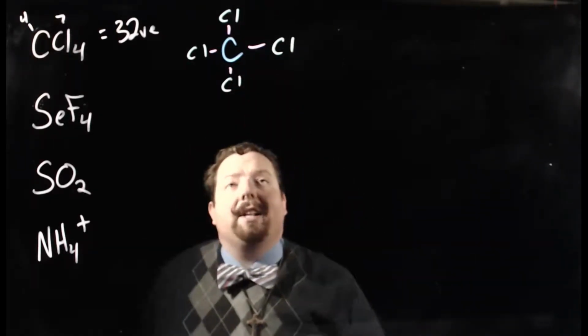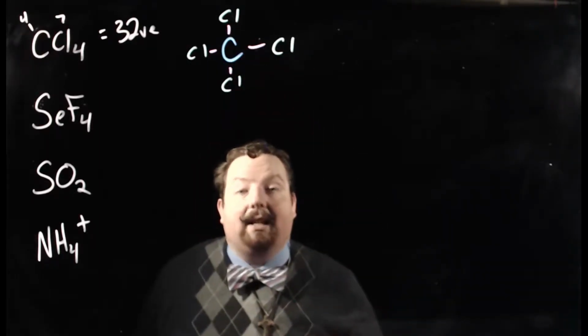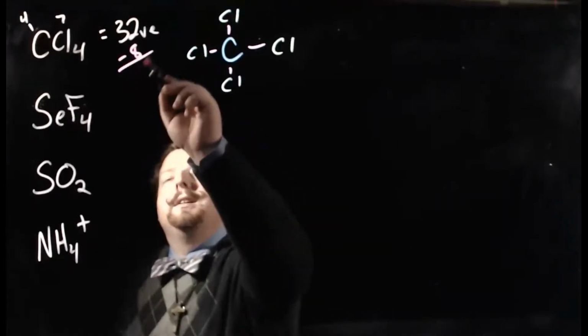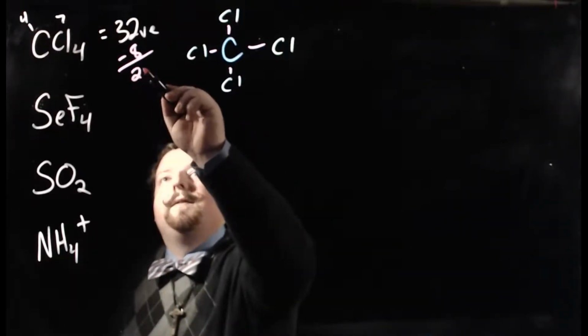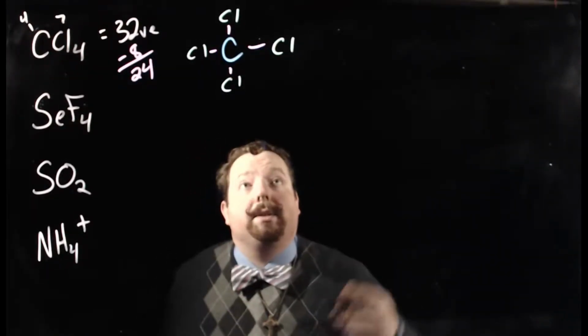So we take how many bonds we just used, 1, 2, 3, 4, times 2. So we have 8 electrons we just used. 32 then minus 8 is 24. That tells us we have 24 more electrons to put around our atoms. So we'll start on the outer atoms.